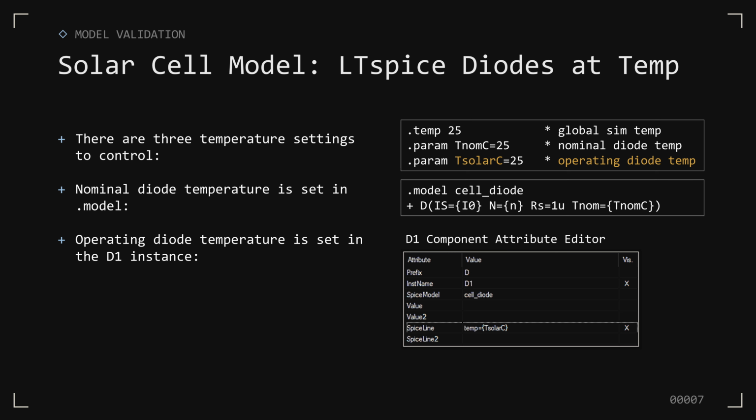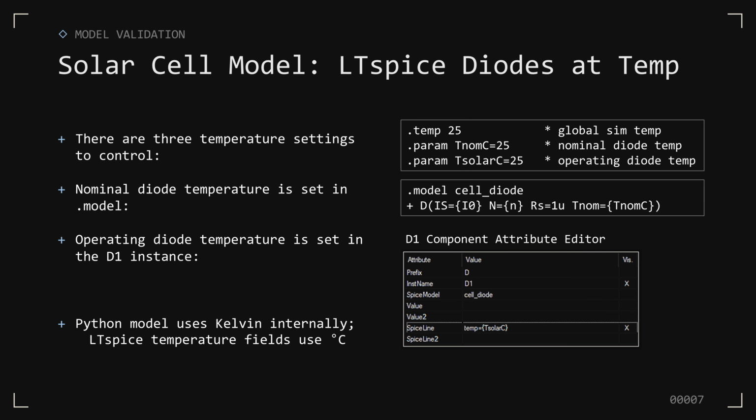You can bring this window up by control right-clicking on the diode. Then in the row named spice line, set the temp equal to the parameter tsolarc. This allows the solar cell diode to operate at tsolarc instead of automatically using the global .temp value. One other thing is that the Python code uses Kelvin internally, but for LTspice, temperature needs to be set in Celsius, and 25 degrees C is 298.15 in Kelvin, not 298. So don't be like me and spend 2 hours looking for why the numbers are just a bit off.